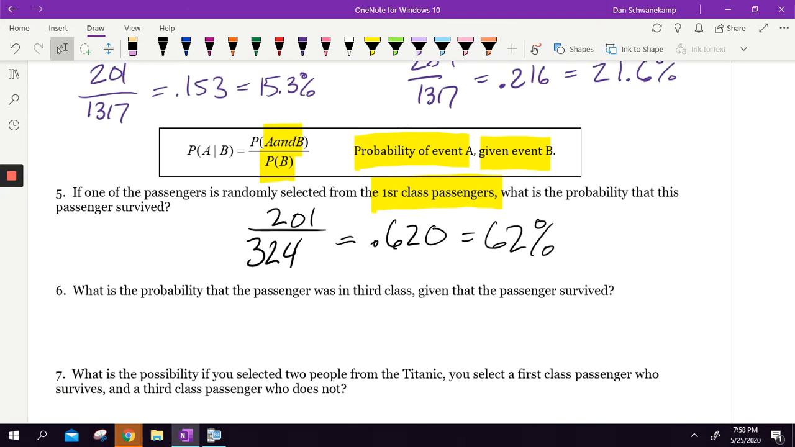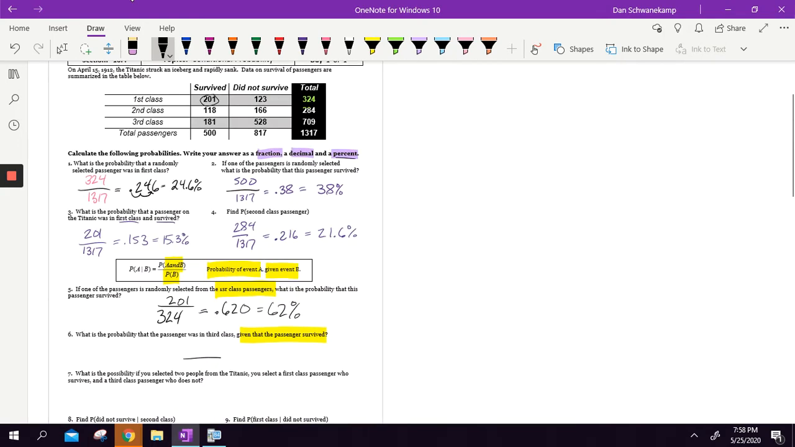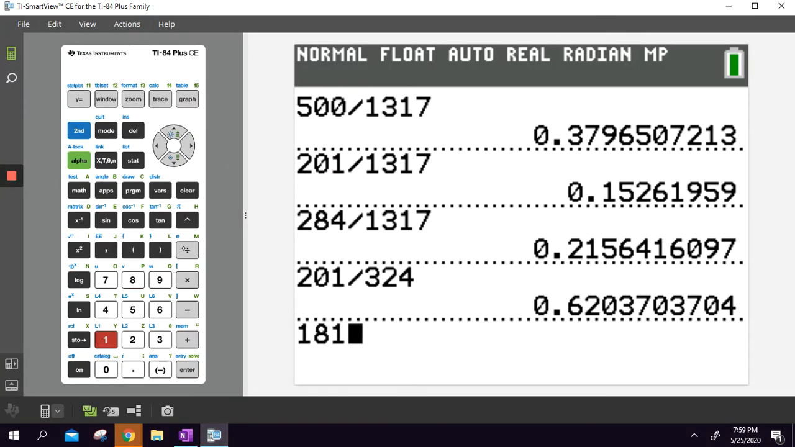What is the probability that the passenger was in third class, given that the passenger survived? So this is the given. We're going given that the passenger survived. So I'm going to look at the survived total, so 500. And above that, we're going to pick the survived people that were in third class. So survived in third class is 181. So out of all of the people that survived, 181 of them were in third class. So 181 divided by 500.